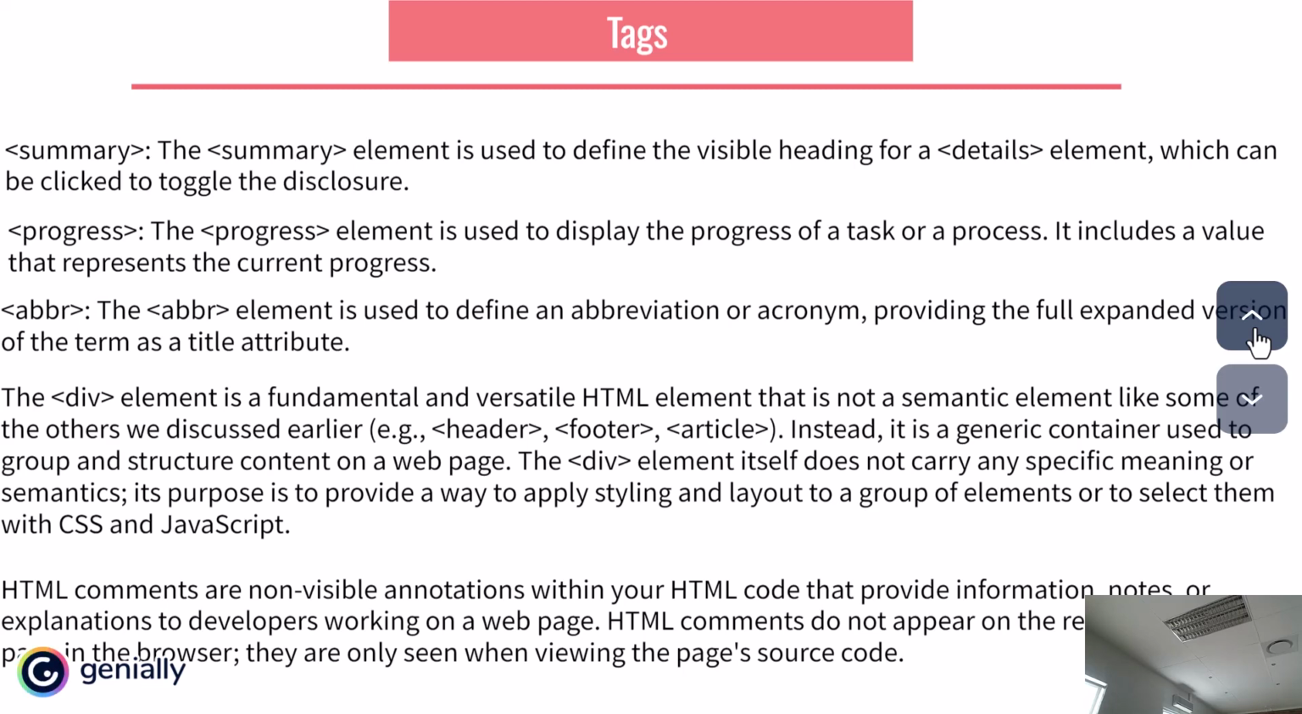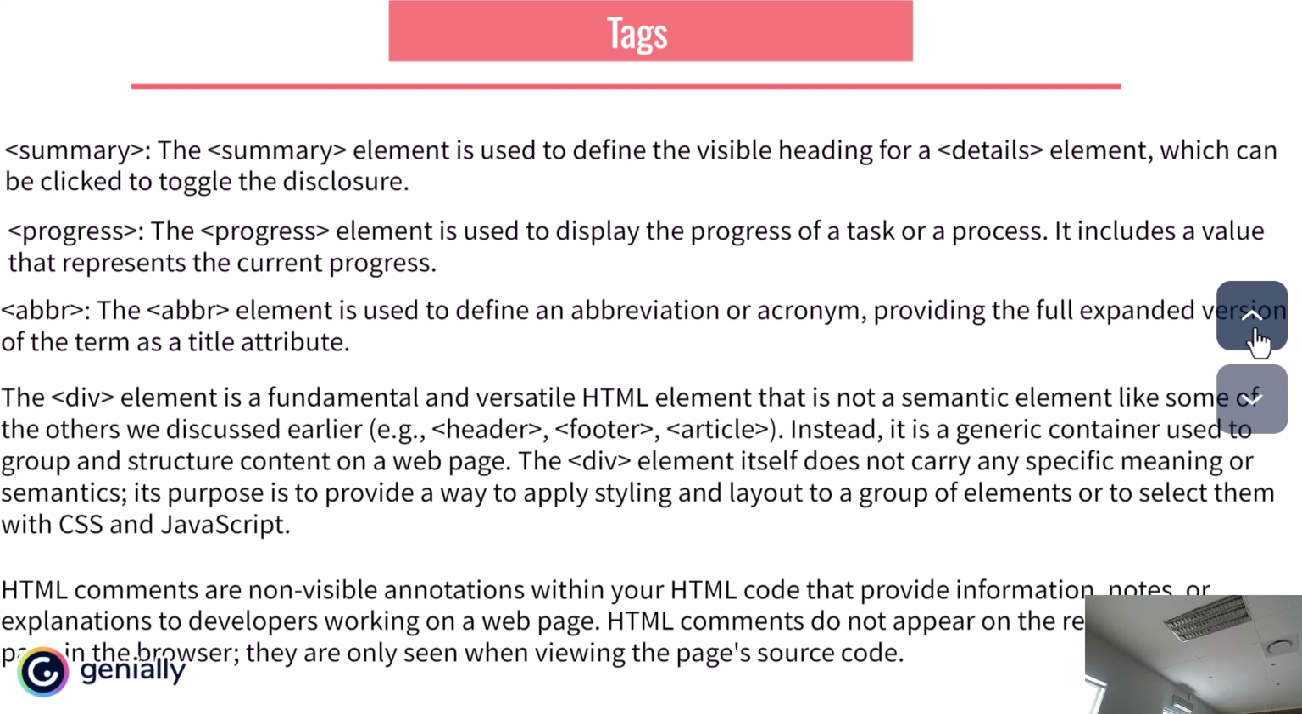So we also did the progress. The progress element is used to display the progress of a task or a process. It includes a value that represents the current progress. Can you look up MDN progress? Let's see what it does. Progress, not process. Come on, you keep saying process. You understand? And then we have the abbreviation term, which is ABBR. The ABBR is used to define an abbreviation or acronym providing the full expanded version of the term as a title attribute. You understand?